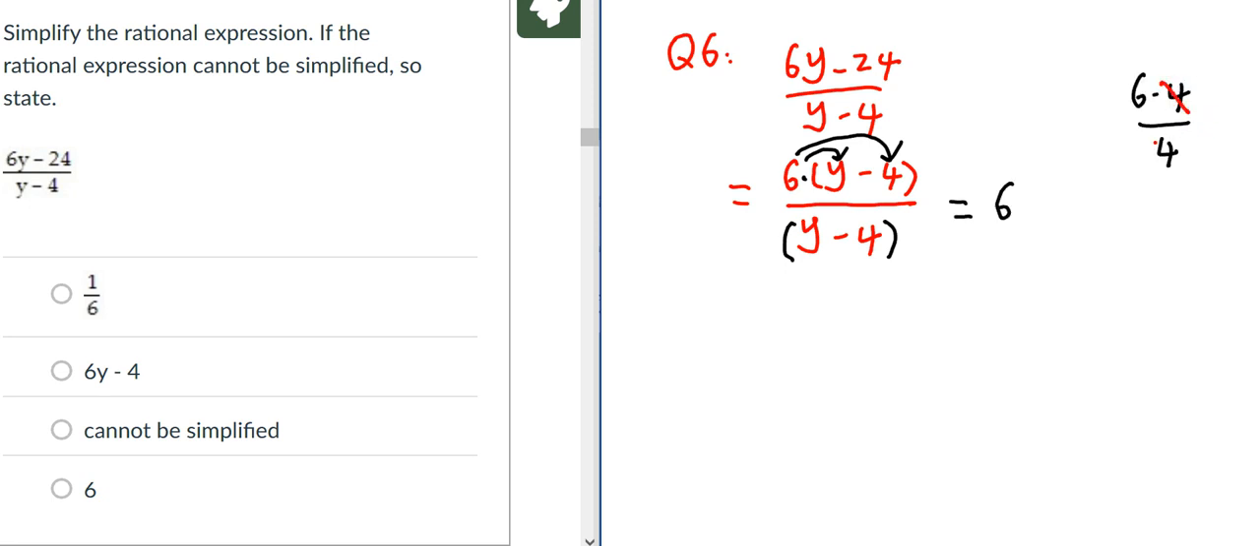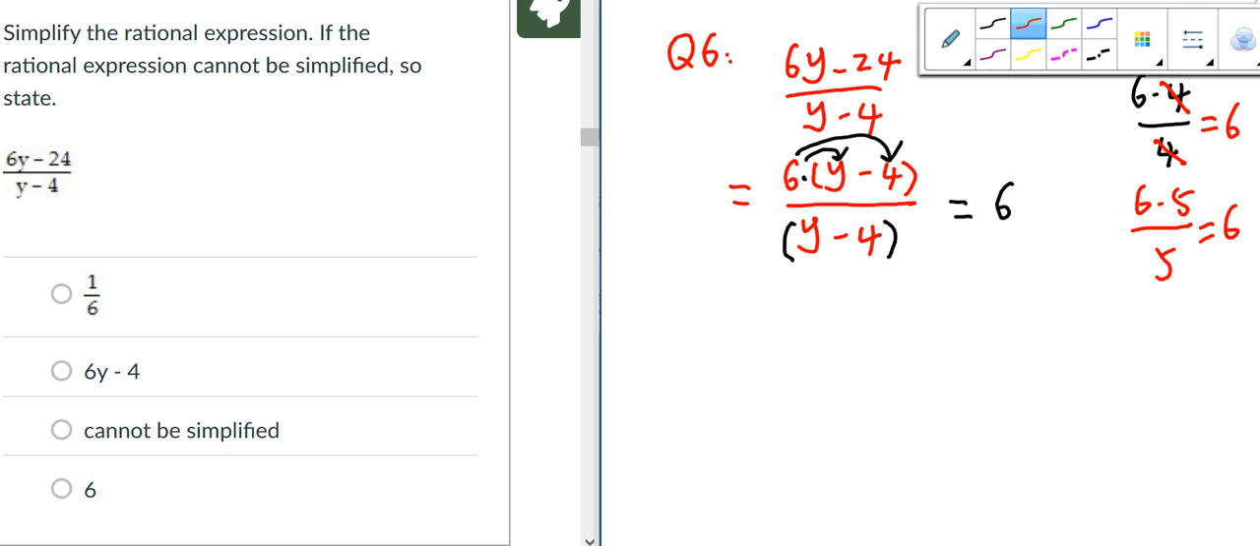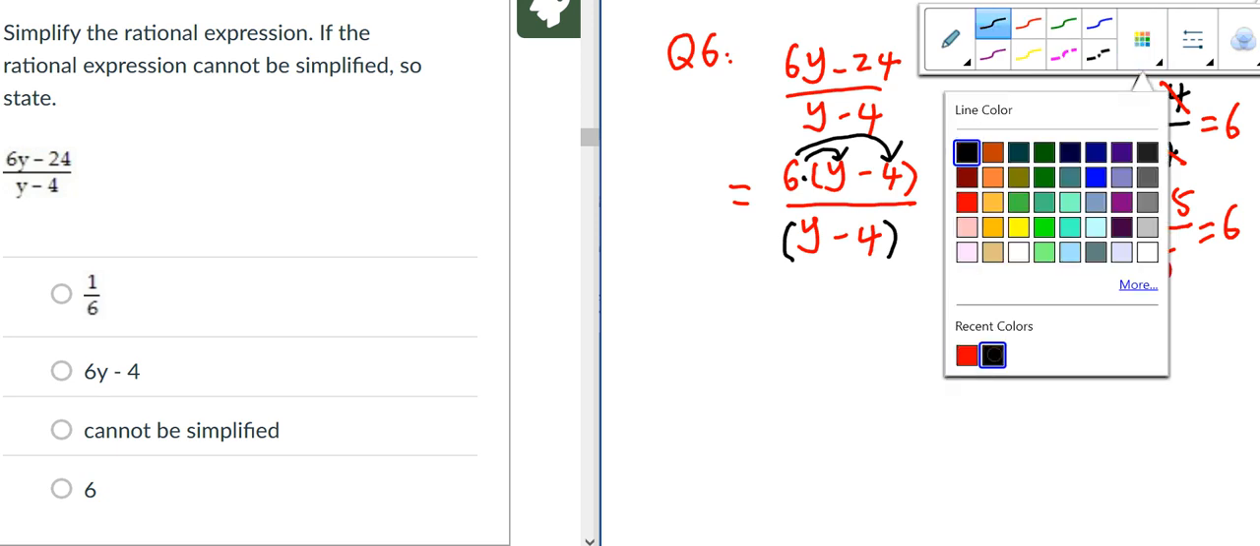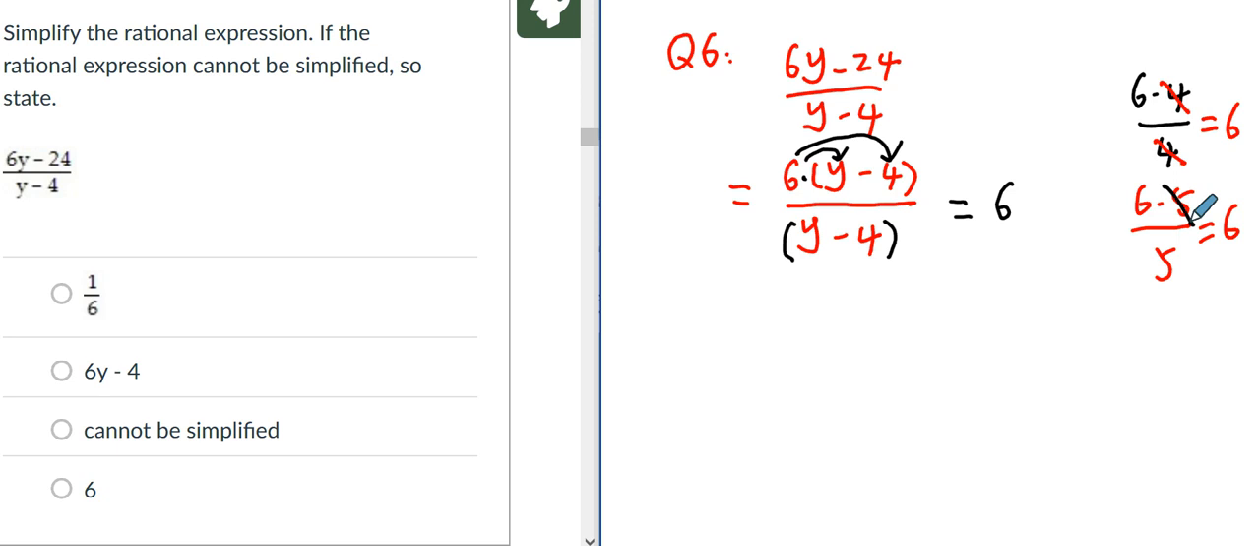You can cancel 4. And we get 6. Same reason. If 6 times 5 divided by 5, you still get 6. Okay? You can still cancel this, because 5 times 6 is 30 divided by 5, you still have a 6. Okay? Same reason. That's why when it is multiplication, we can cancel it.